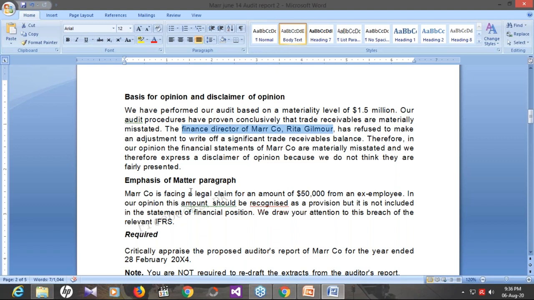Critically means you have to judge the wordings, you have to see the paragraph, you need to see the format, you need to see whether the priority is properly given to the headings, the heading is right or not, the words that are used are correct or not. These are all the factors that are discussed when you need to critically appraise the audit report. You don't need to basically redraft the audit report, you just need to discuss the contents of the audit report.